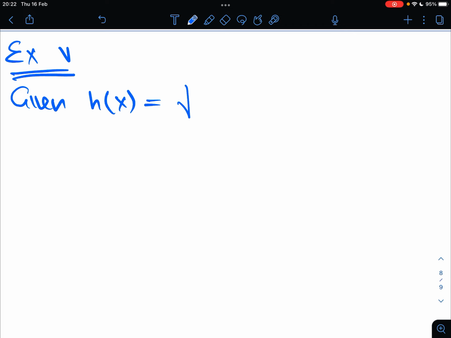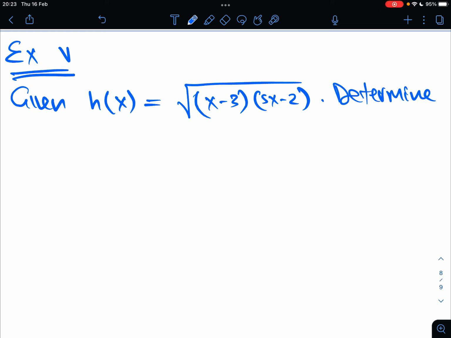So let's see now when we have something a little bit complex. What about when we are given something like this? Let's say you are given a function h of x, which is defined as the square root of a product of two functions, x minus 3 and 5x minus 2. Then they will say determine the domain of h of x.